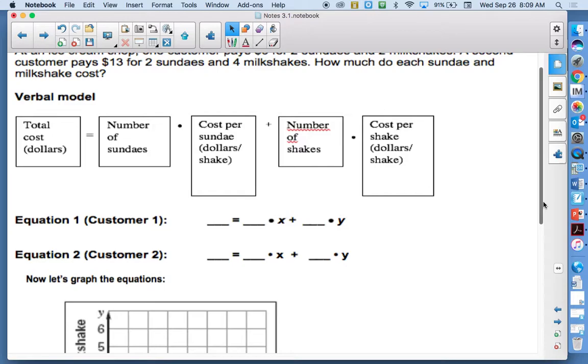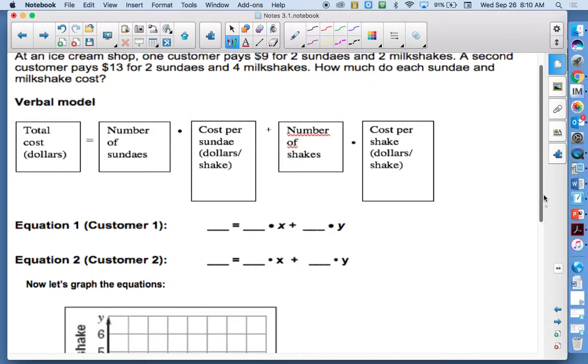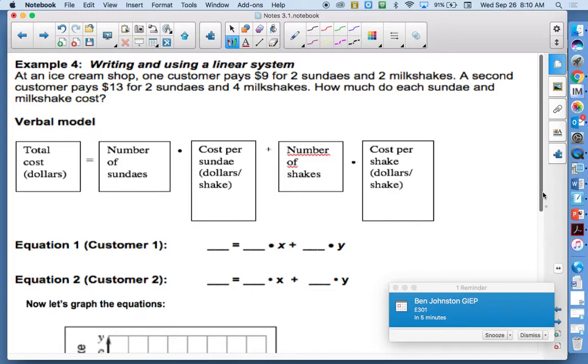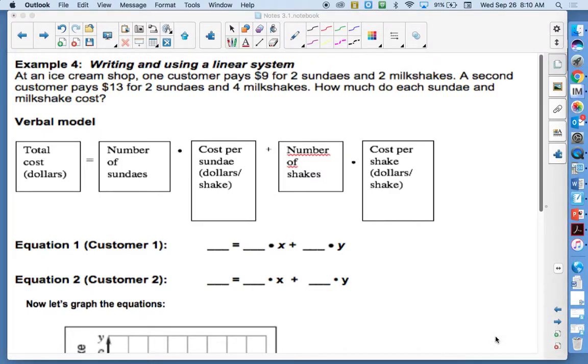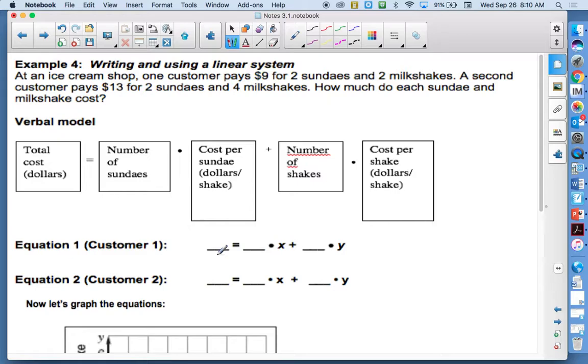So Will, can you give me an equation for customer number 1? So how much did customer number 1 pay? $9. And how many sundaes did he buy? 2. We don't know how much they cost, so we're just going to say that one's X. How many shakes did he buy, Will? And again, we don't know how much that costs, so we'll just say Y. So if you don't know the cost, you get 2 different variables because we're talking about 2 different types of desserts here, a sundae versus a milkshake.